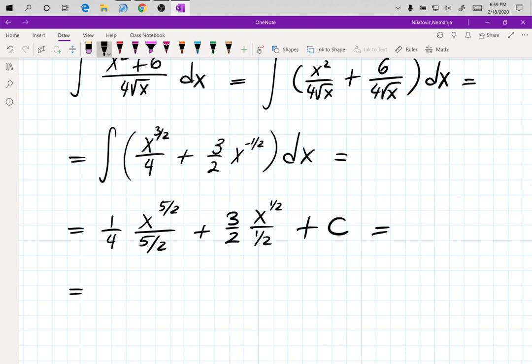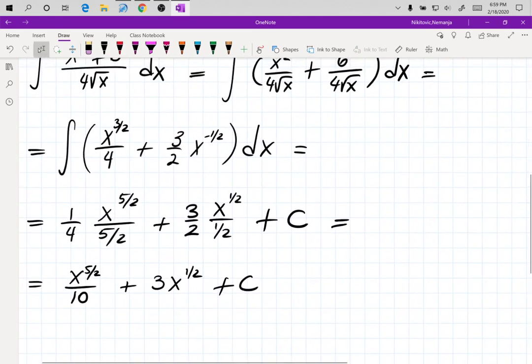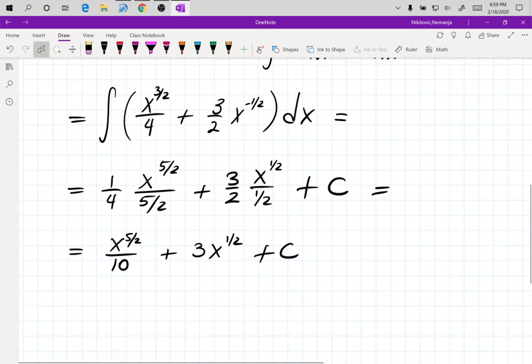Now, I have x to the 5/2 over 10, right? Because 4 times 5 is 20, divided by 2 is 10. You can do it that way. Plus 3x to the 1/2 plus c. And that's it. We're done. Now, this would be 100%, right, on the test if you have a problem like this.